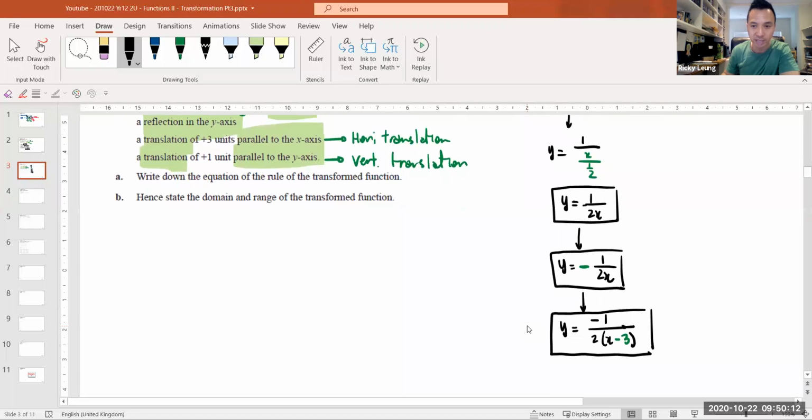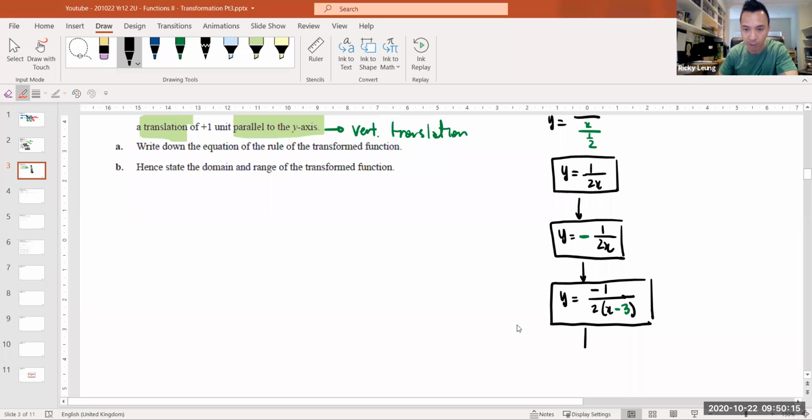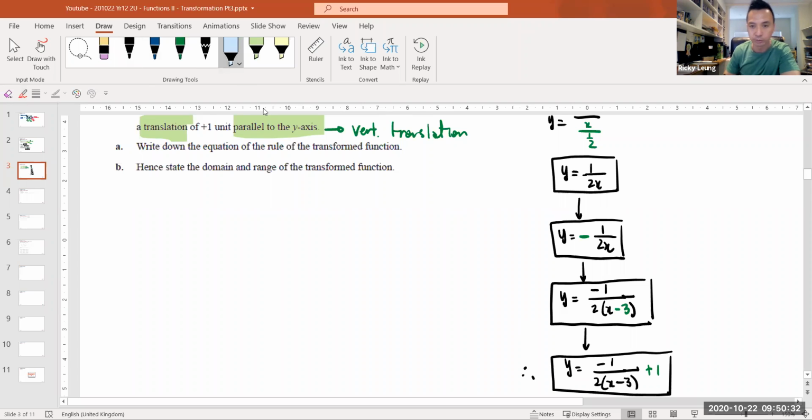And last but not least, I want this whole hyperbola up by 1. So y equals, I'll copy this down. It is up, isn't it? Plus 1, perfect. So then plus 1 is my final answer. I'll put a blue highlight on that.